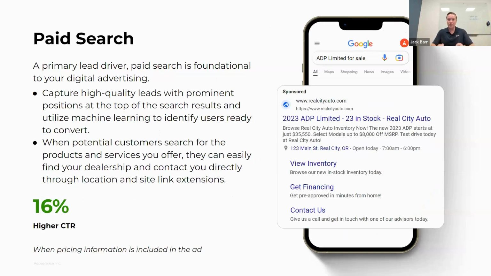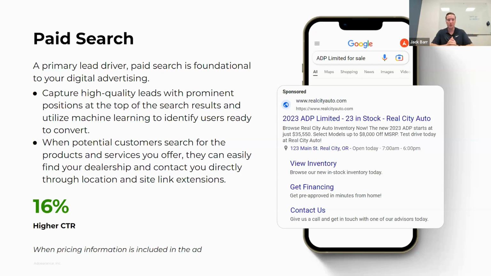Now, when we get into paid search and the best ways to cover your paid search, obviously this is the most fruitful platform for dealers, right? This is a customer telling you what they want by what they're typing in the search bar, and you need to be the most relevant answer to that question.